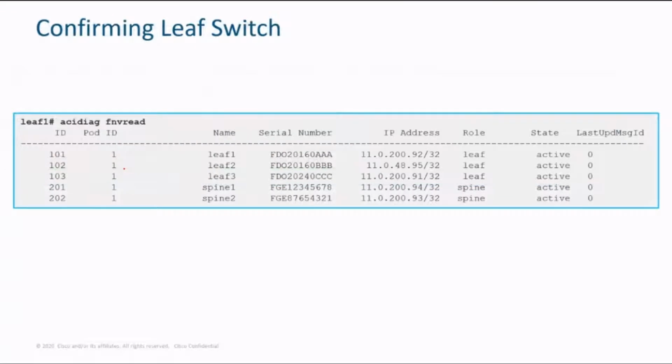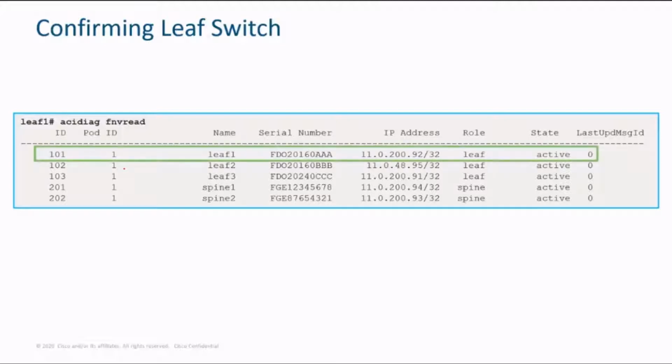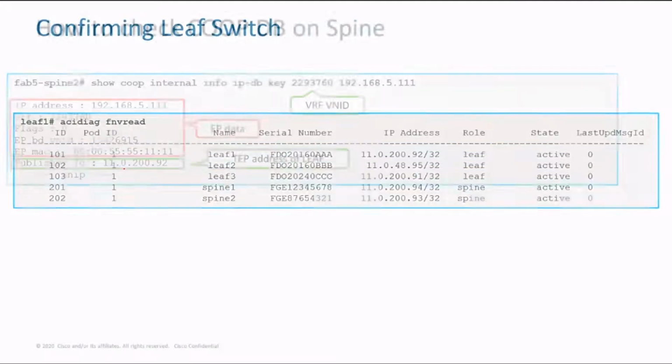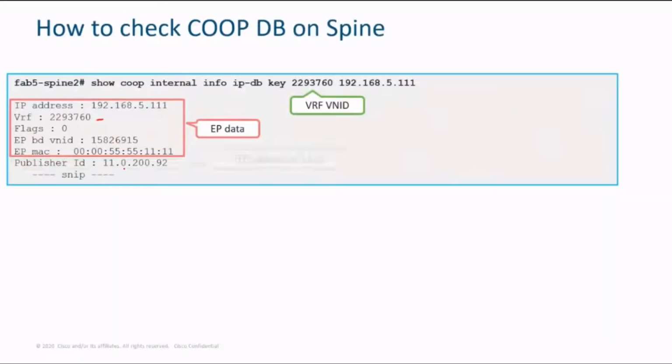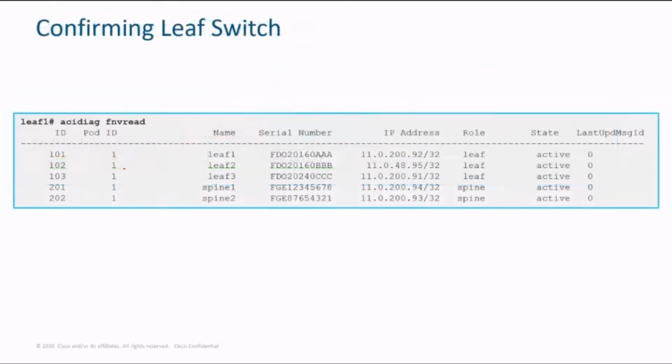To figure out which leaf switch advertised that IP and the MAC address from these previous two commands, you run this command. Again, I want you to look at the output. Feel free to pause the video, and tell me which leaf switch advertised that endpoint. The answer is leaf 1. Remember that IP .92 right there is what inserted this entry into the COOP database.